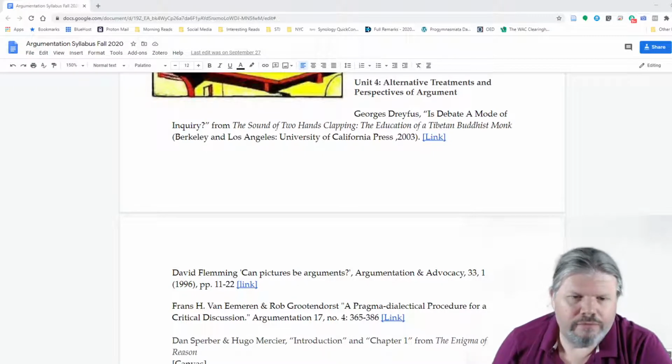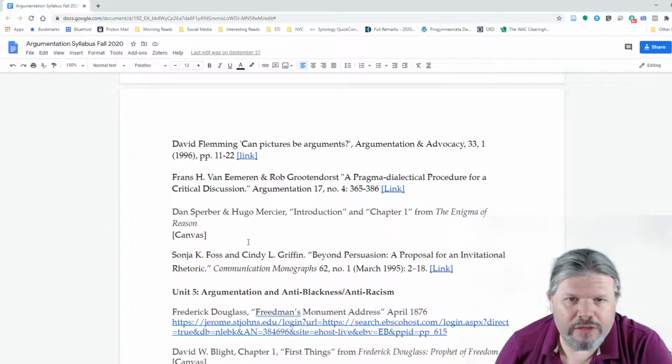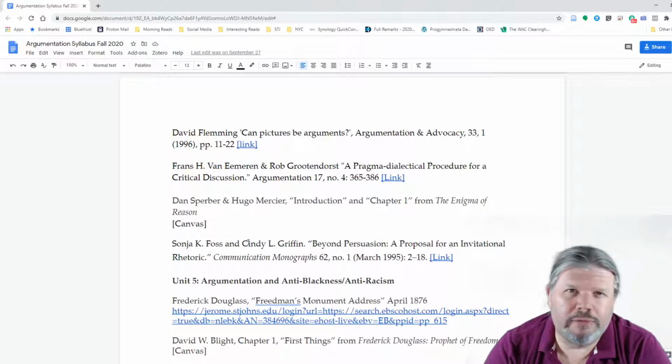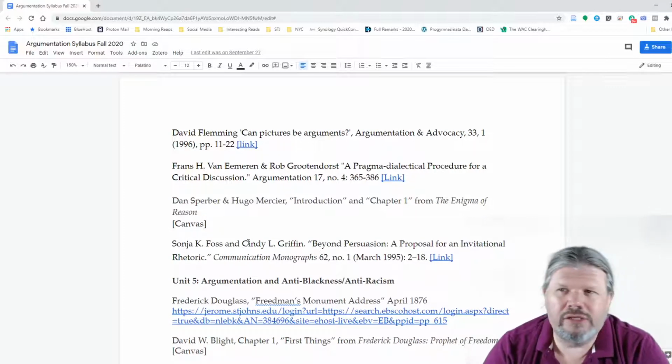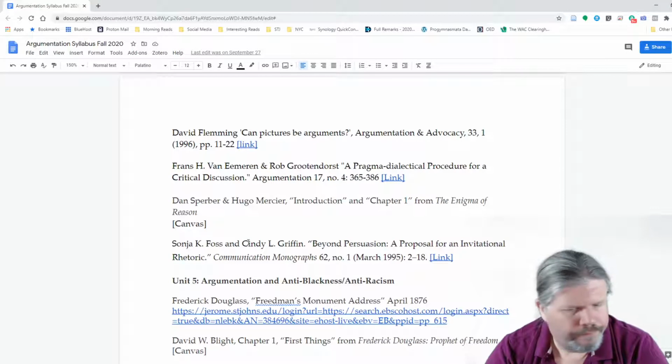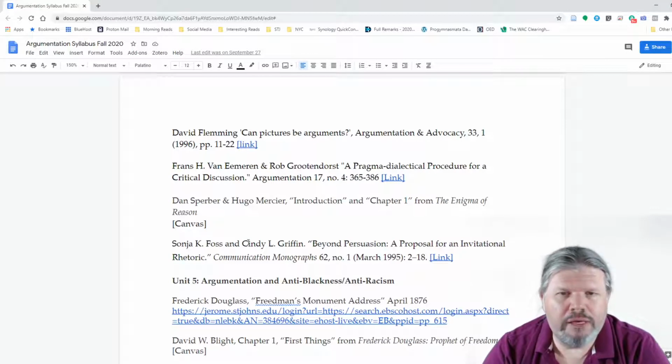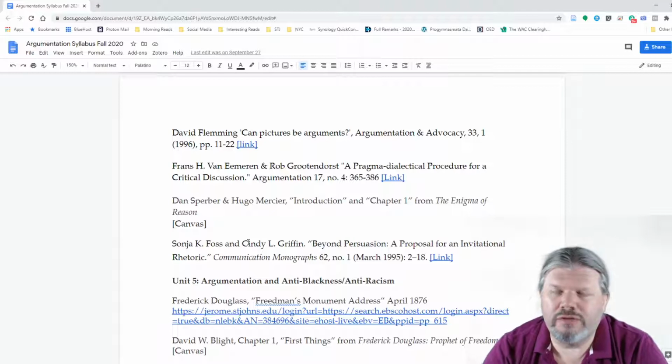Next, we have David Fleming. This is a very famous essay. Can pictures be arguments? Think about that for a bit. Let that one sit in your head before you read the essay. Can a picture make an argument? Have you seen a picture in the news or on television, an image maybe? We could talk about television in terms of this too. Or on YouTube, have you seen an image of something horrible that made an argument?